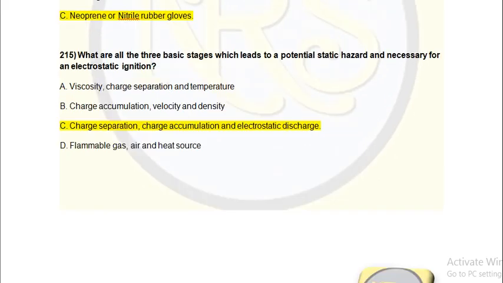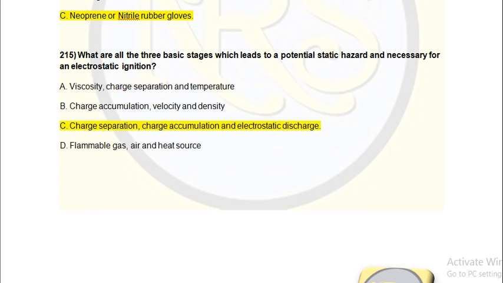What are all the three basic stages which lead to potential static hazard and necessary for an electrostatic ignition? Option A, viscosity, charge separation and temperature. Option B, charge accumulation, velocity and density. Option C, charge separation, charge accumulation and electrostatic discharge. Option D, flammable gas, air and heat source.